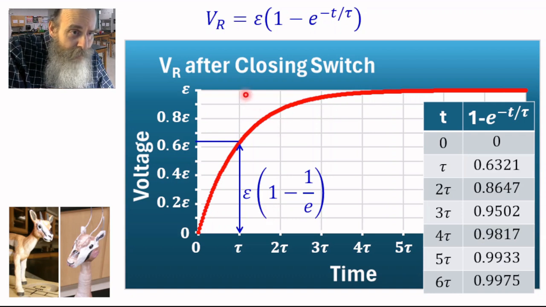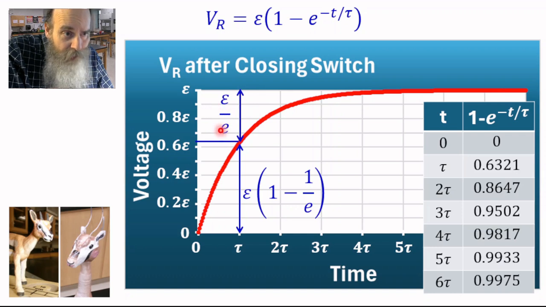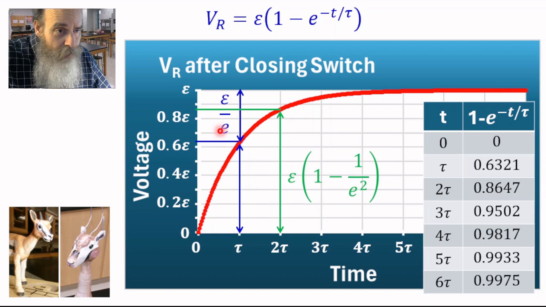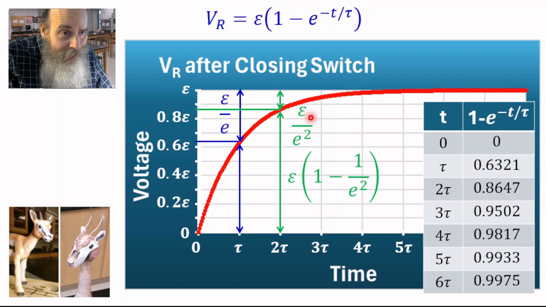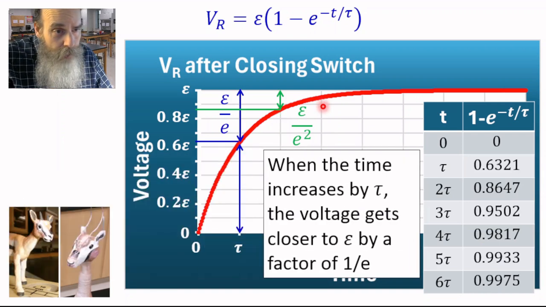So how far is it from the final value of voltage? It is a distance of EMF over e away from the final value. Let's look at a time of 2 tau. It is at EMF times 1 minus 1 over e squared. How far is it away from the final value of the EMF? It is at a distance of EMF over e squared away from the final value. And if we went to t equals 3 tau, it would be EMF over e cubed away from the final value. So this shows that when the time increases by tau, the voltage gets closer to EMF by a factor of 1 over e.